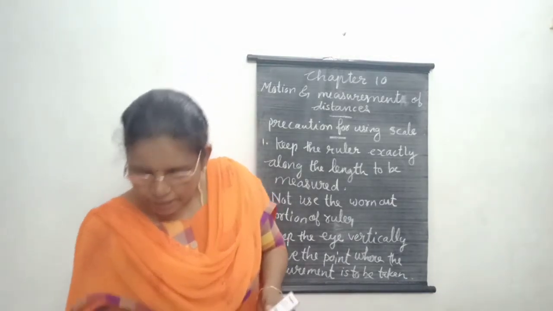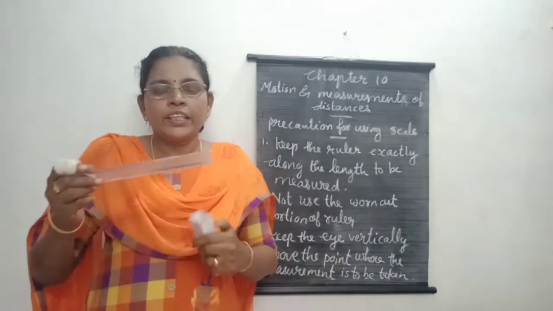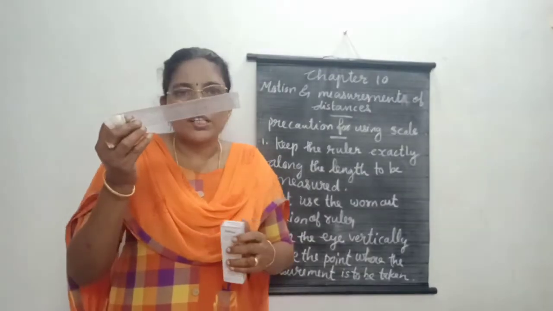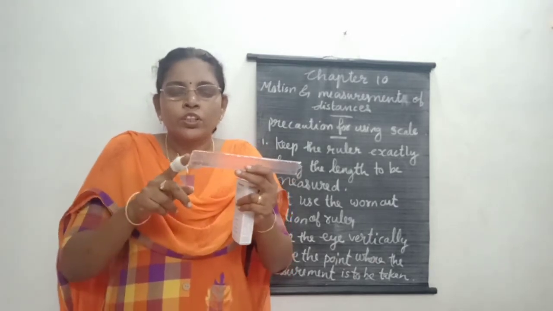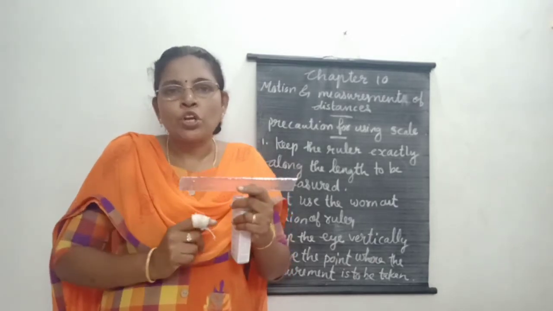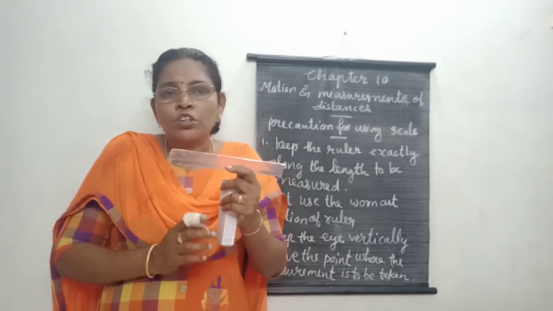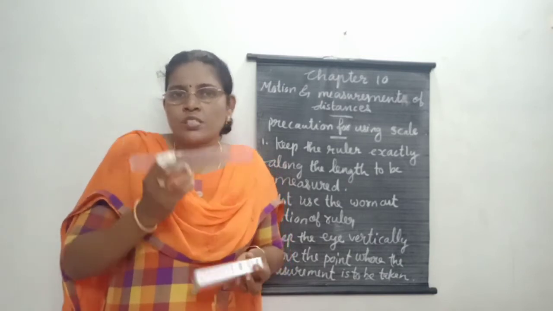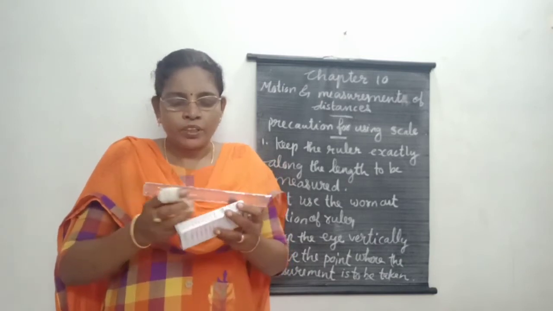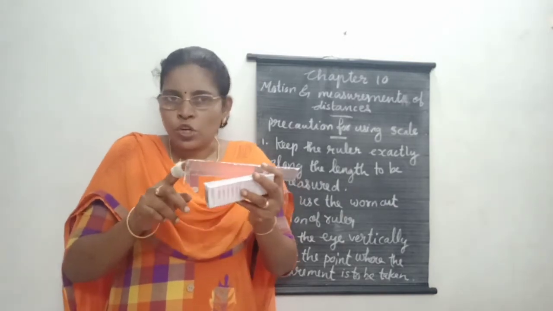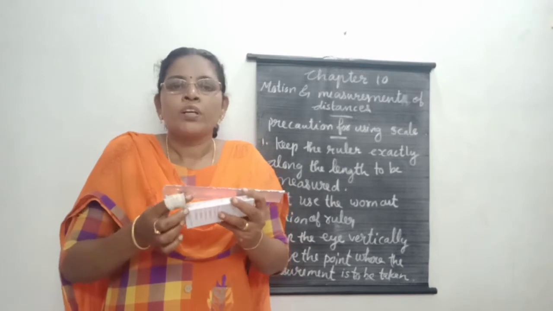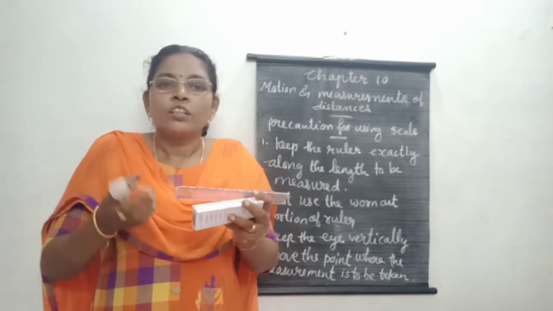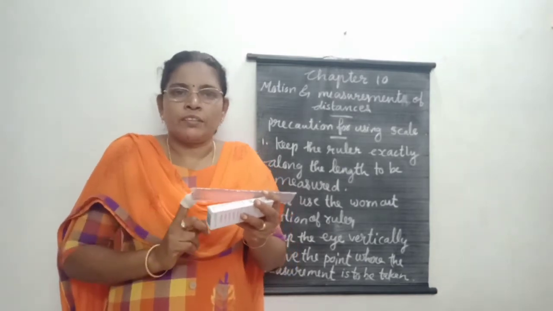Then in some scales the end may be broken. It is a broken scale. The end may be broken. So here we cannot see the 0 mark. So how do we measure this object using this scale? Listen. The 0 mark is not seen here. So we take the other full marks of the scale.